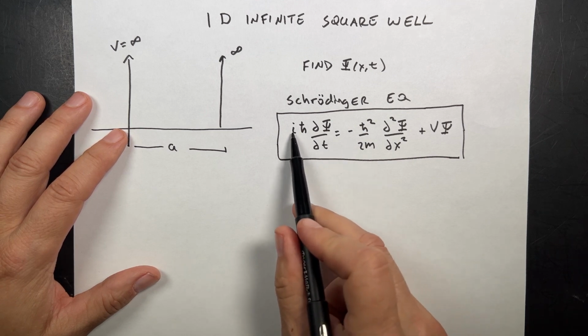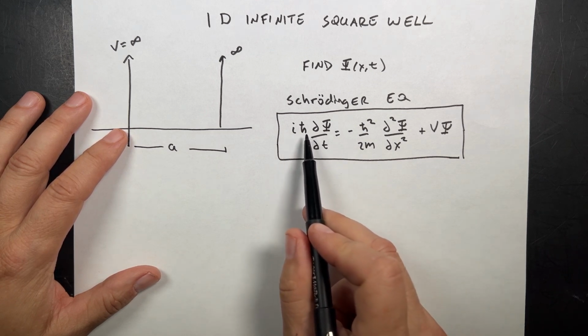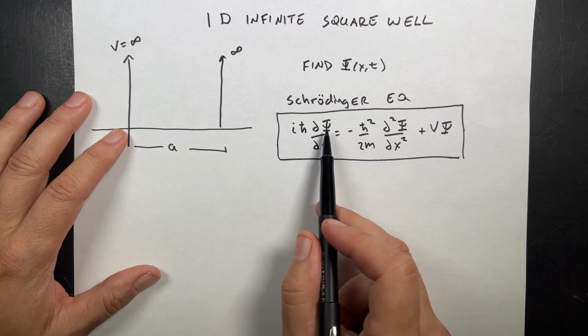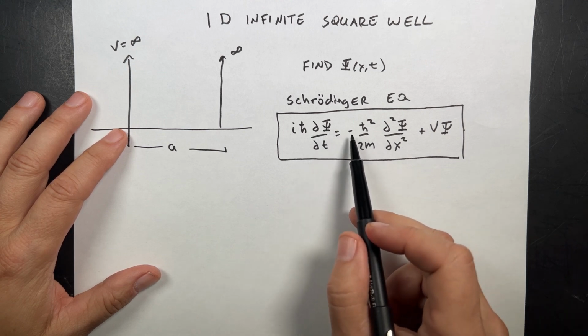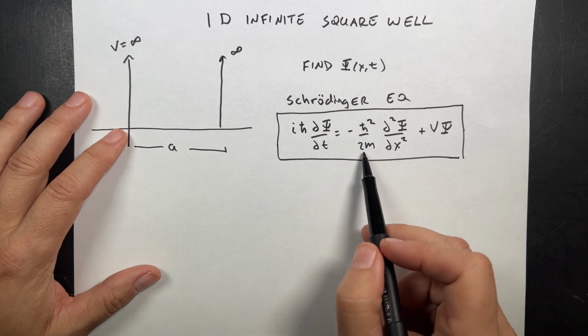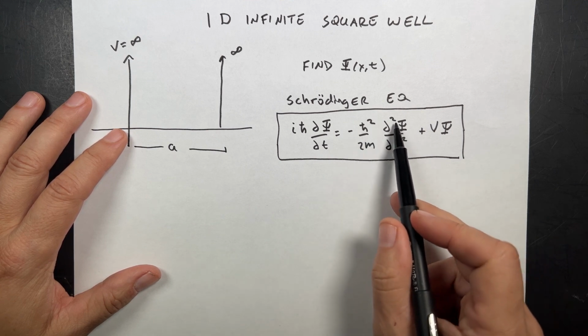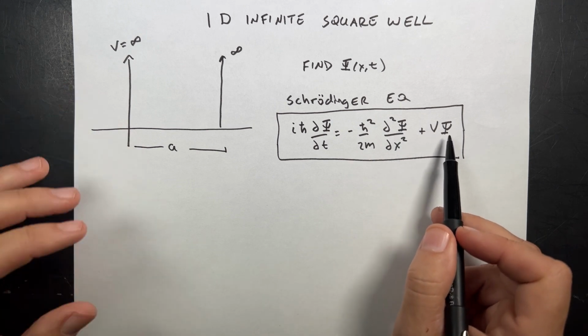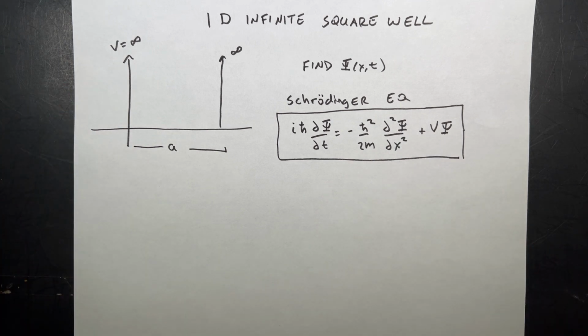It says i, the imaginary number i, h bar is a constant, the first partial of psi with respect to time, and that has to be equal to negative h bar squared over 2m, the mass of the particle, the second partial of psi with respect to x, plus the potential times psi. It's just a differential equation. So let's just solve this differential equation.